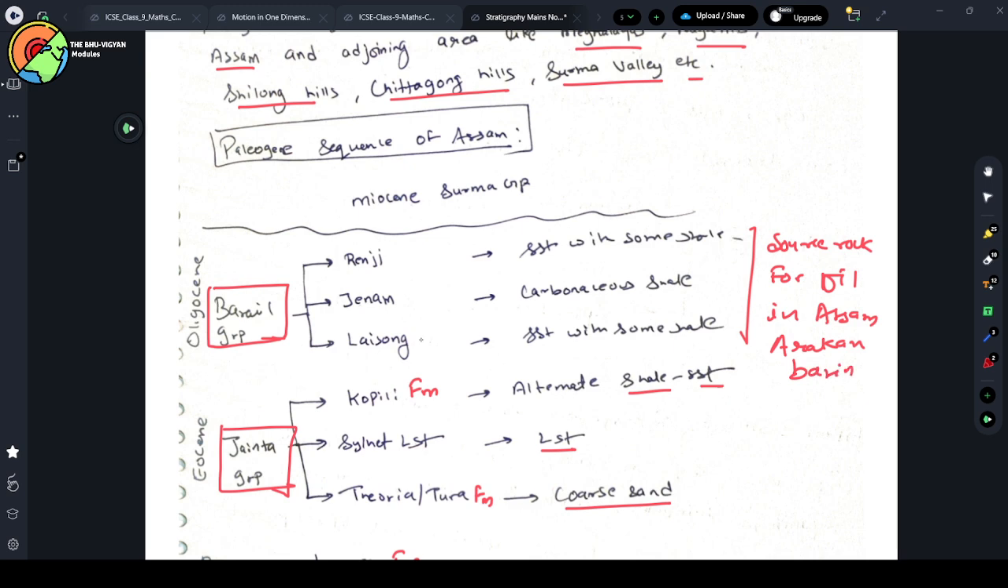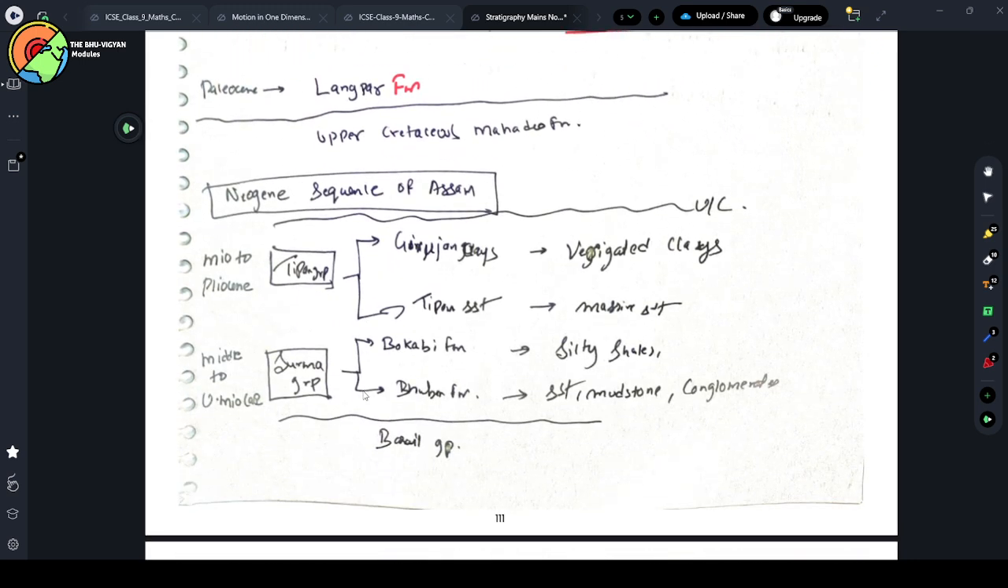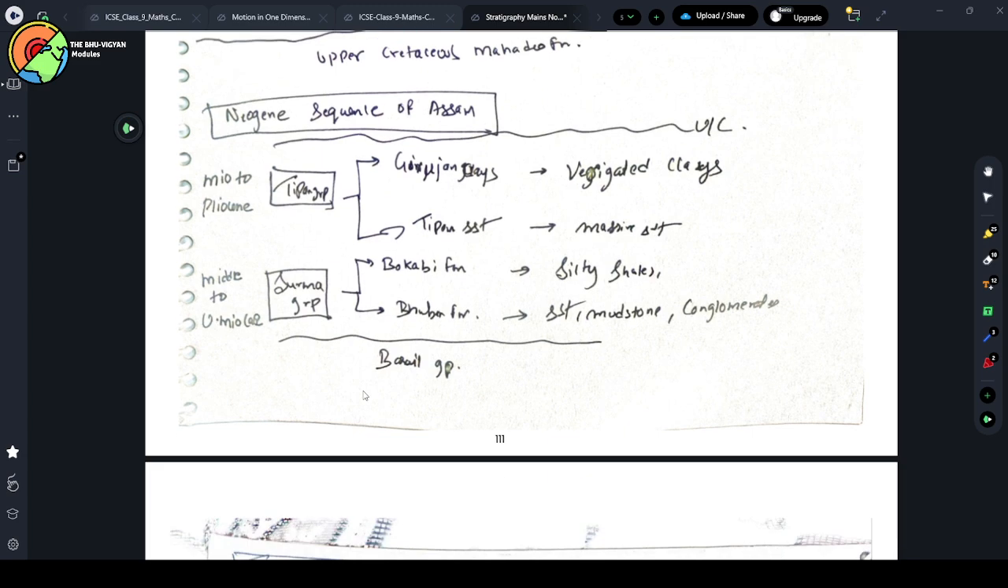So it includes Lesong formation, Jenam formation, and Renji formation. Lesong formation is sandstone with some shale, Jenam formation is carbonaceous shale, and Renji formation is sandstone with some shale. So this is our stratigraphy of the Paleogene sequence of Assam. Then Neogene above it. Okay, so we have completed up to Barel group.